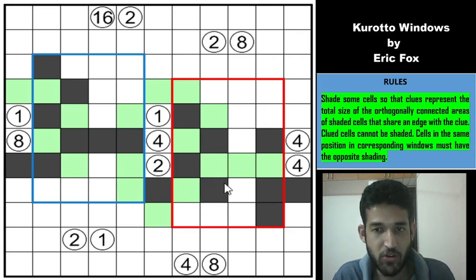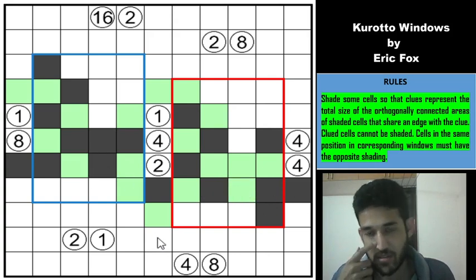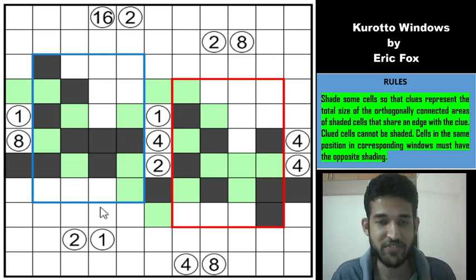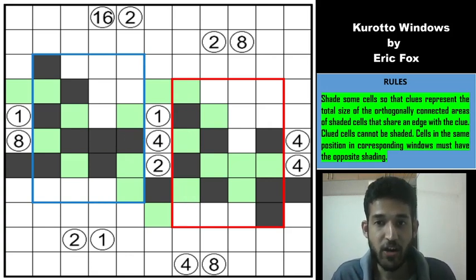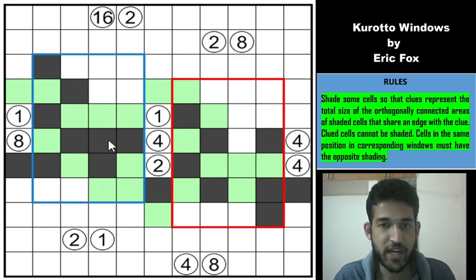And now the 4 clue cannot connect to this one, because then it would become 5 in size. So this is unshaded and this is shaded. Beautiful, guys. Now the 4 clue is satisfied. Superb. So just because of seeing this difficult step, we are getting a lot of continuation in the puzzle. So the 4 is satisfied, so the cells which can be connected to the shaded are greened, they cannot be shaded anymore.